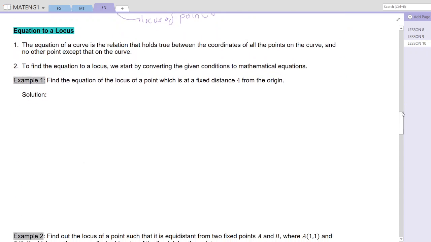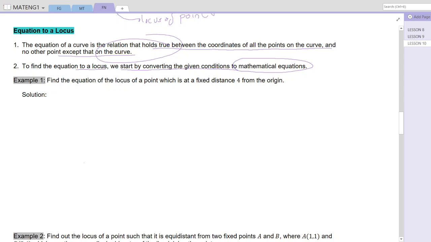For this one, the rule is: the equation of a curve is the relation that holds true between the coordinates of all the points on the curve and no other point except those on the curve. So we'll be showing this one later. And then for number 2, to find the equation of a locus, we start by converting the given condition to its mathematical equation or mathematical statement. So having this one, example number 1.